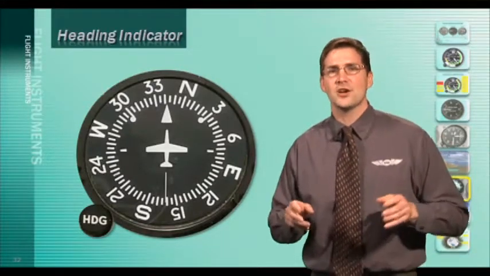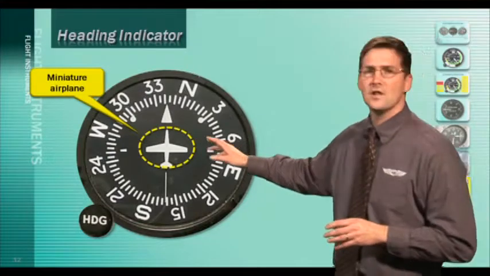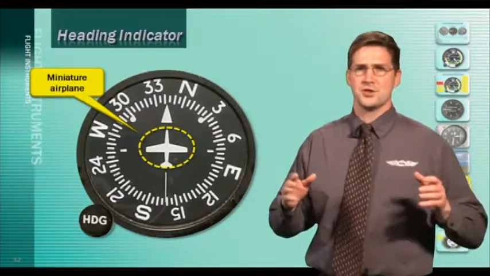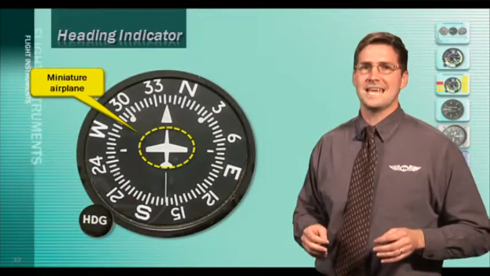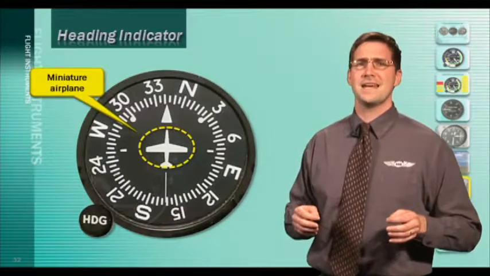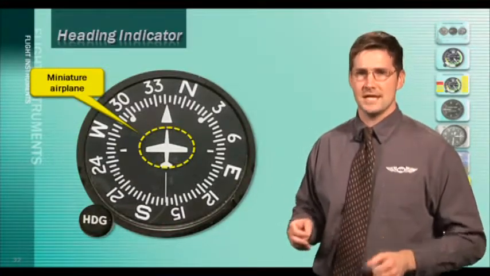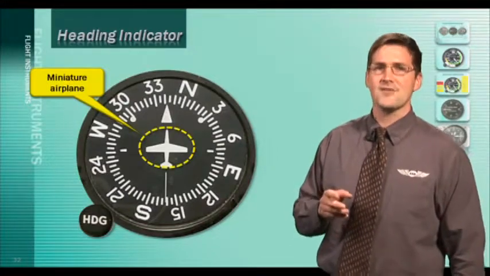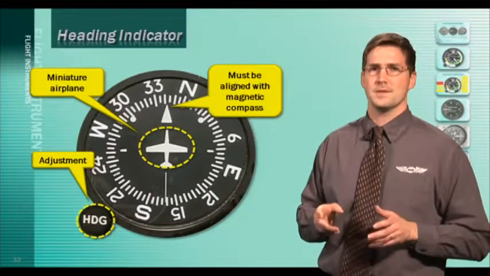The heading indicator consists of a pictorial representation of an airplane moving along a compass rose. Assuming the heading indicator has been aligned with your magnetic compass, it will indicate the magnetic heading under the nose of the airplane. But unlike the magnetic compass, the heading indicator is not a true direction-seeking instrument. Since it does not have a magnetic compass reference, you must set it to agree with the magnetic compass.